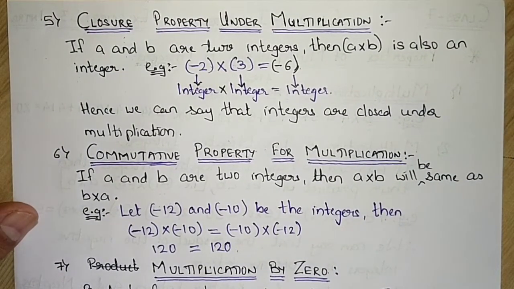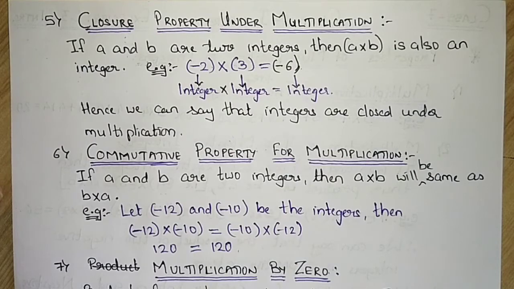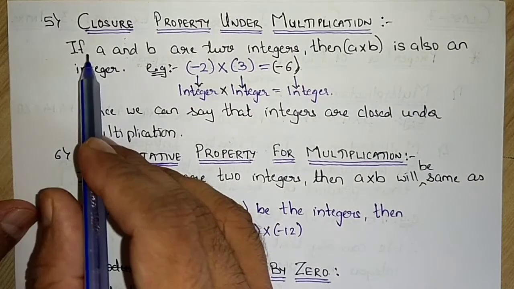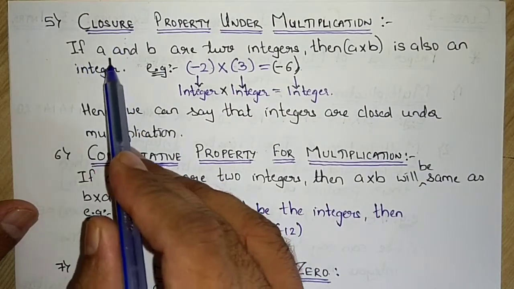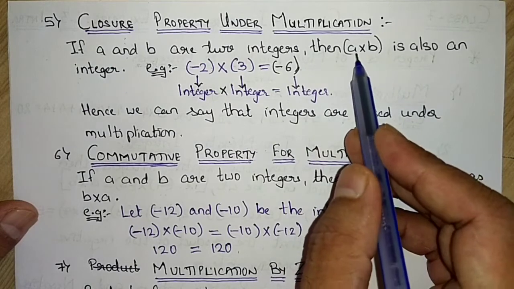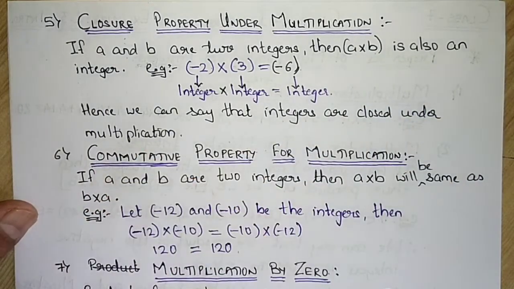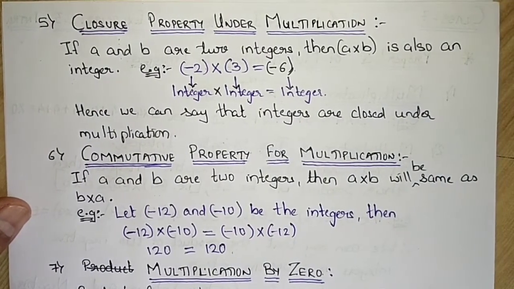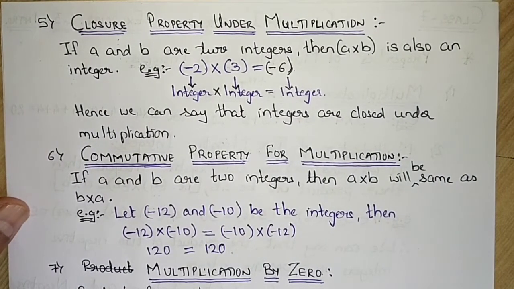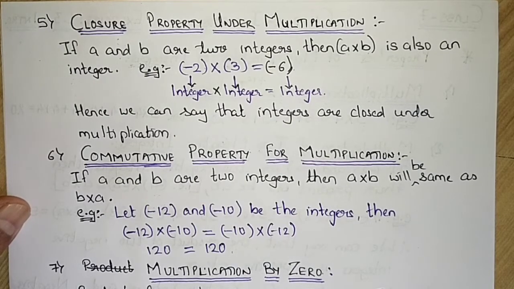Closure property under multiplication. Closure property, students, we are familiar with it. We have also taken closure property under addition and subtraction. What is closure property? If a and b are two integers, then a multiplied by b is also an integer. That is called closure property. If you are multiplying two numbers or three numbers, the resulting answer is also an integer. That is called closure property.